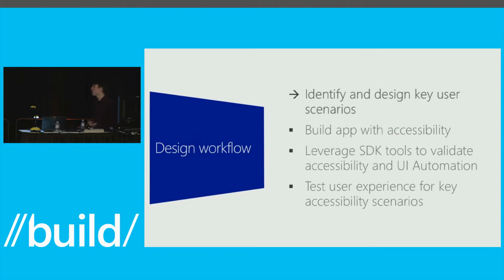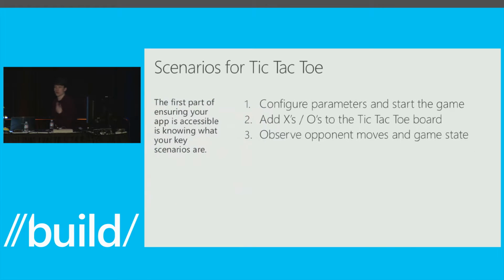So the first part of designing an app with accessibility in mind is identifying your scenarios. Same thing you'd want to do whether or not you're thinking about accessibility. But we're going to identify the scenarios up front so that when we get to testing the experience later, we'll know how to validate whether or not the scenarios can be achieved by a user using an assistive technology.